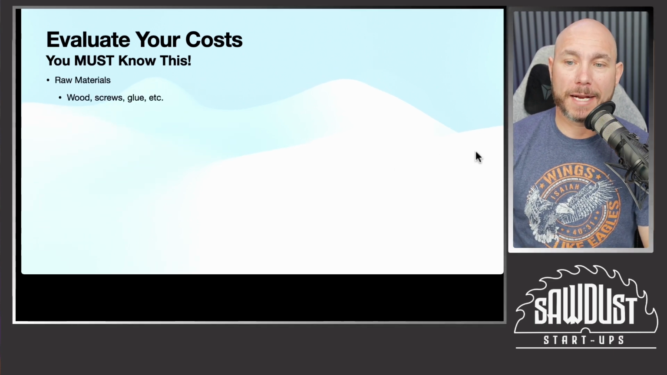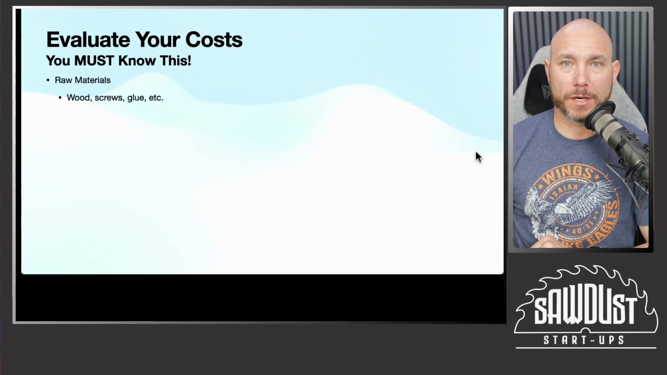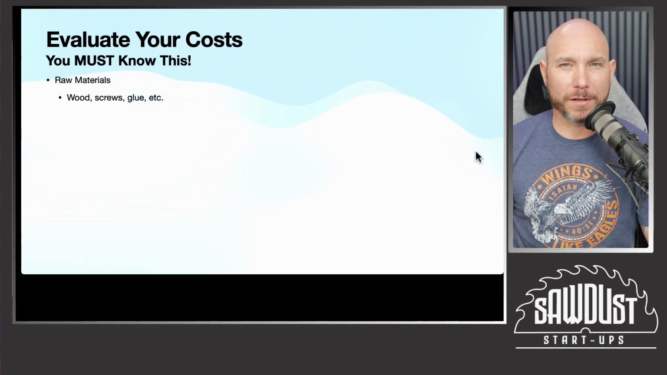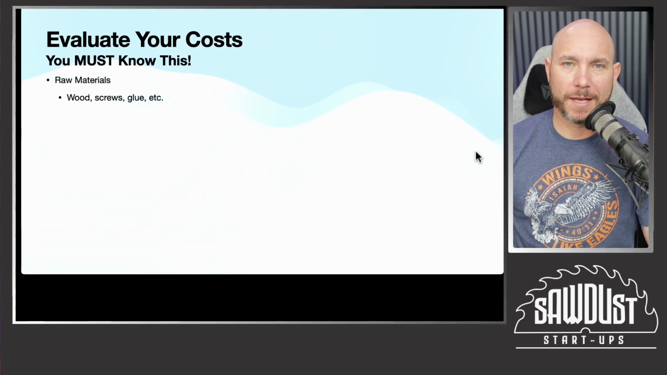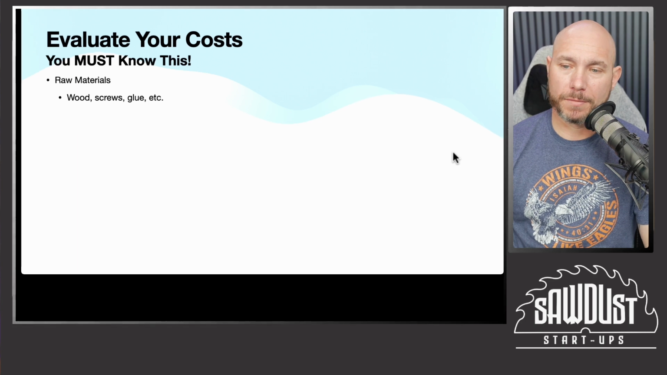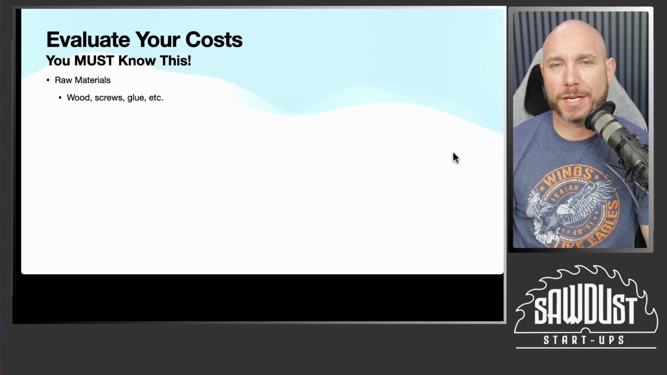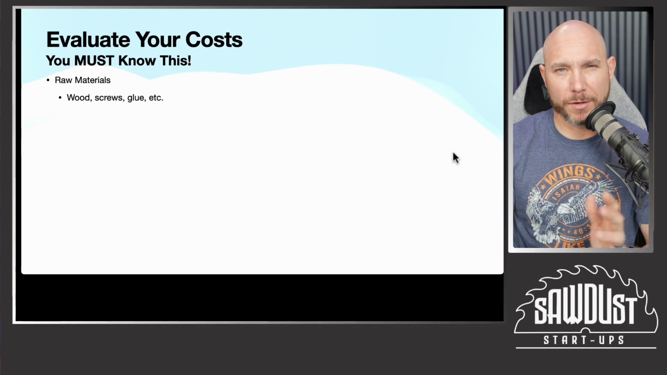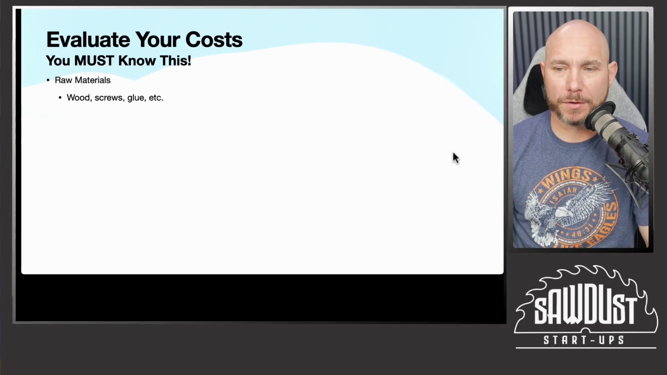All right, so what do we got to know? We got to know what our raw materials are going to cost: wood, screws, glue, etc. A lot of these are fairly fixed costs. Screws, glue, that sort of thing are going to be fixed costs relatively. Things change over time, but they stay pretty much the same on an average time basis, like every 30, 45 days, 90 days. You'll know what those cost.